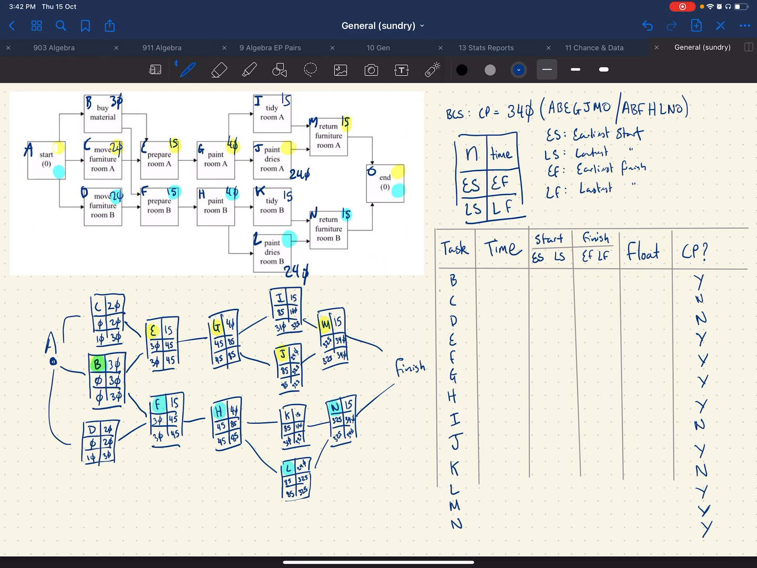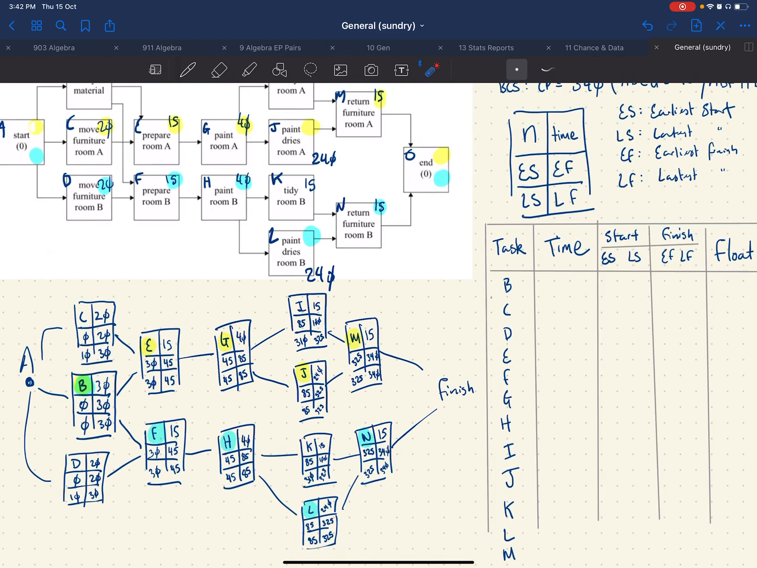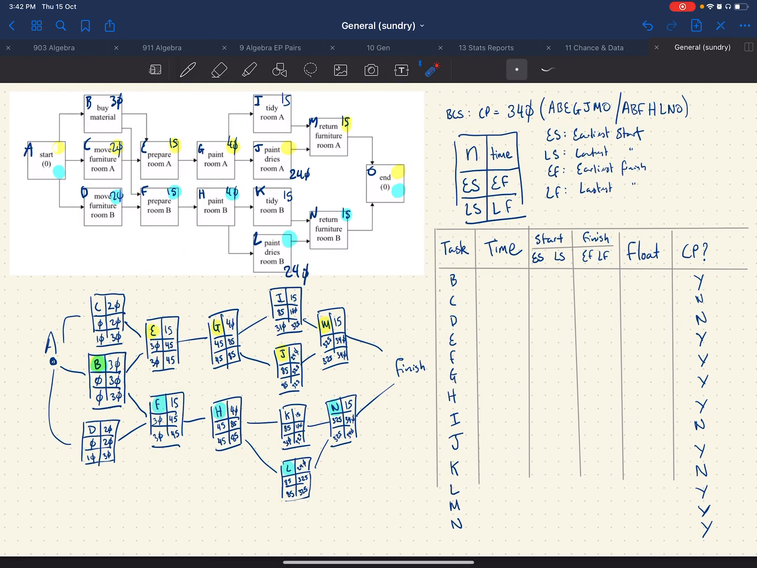The next thing I want to figure out is my float. And the float is that thing I called wriggle room before. So if we look at I, there is a big gap between the earliest starting time and the latest starting time. And the float, you can look at either one, but the float is going to be equal to the latest finishing minus the earliest finish.